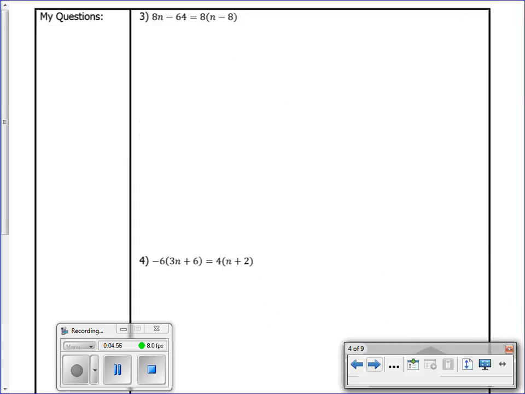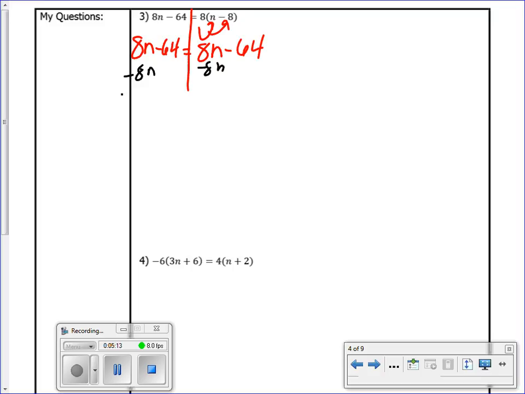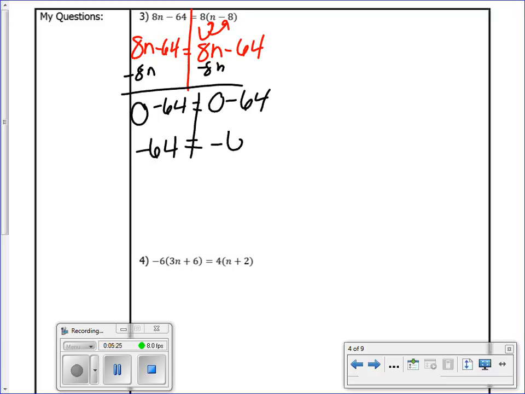Number 3, we're going to distribute the 8. So distribute the 8 to both terms. 8n minus 64 equals 8n minus 64. Letters left, so subtract 8n. And when I subtract 8n minus 8n, I get 0 minus 64 equals 0 minus 64. 0 minus 64 is negative 64 equals negative 64. Is this a true statement? Yes, it is. Negative 64 can equal negative 64. It can only equal itself. So when this happens, we say infinite solutions.